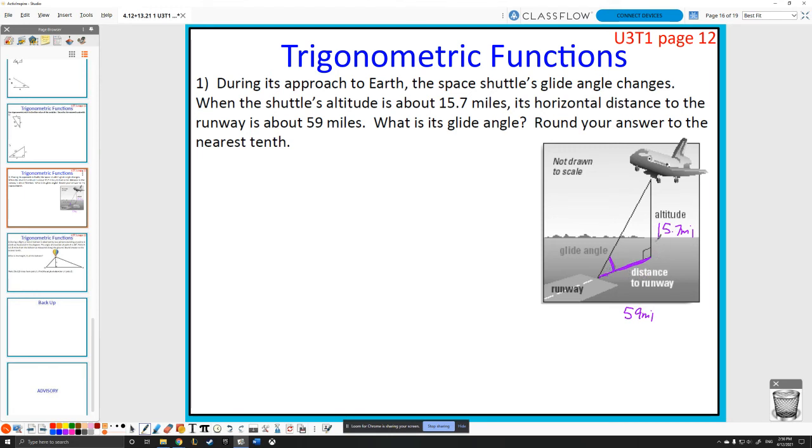What is its angle? We haven't really worked on this today yet, but you did do this in geometry. Again, just to make sure, this is my angle. That means this is adjacent because it's touching it. The height is going to be the opposite. So I'm going to use tangent, meaning tangent theta is equal to opposite over adjacent, 15.7 over 59.